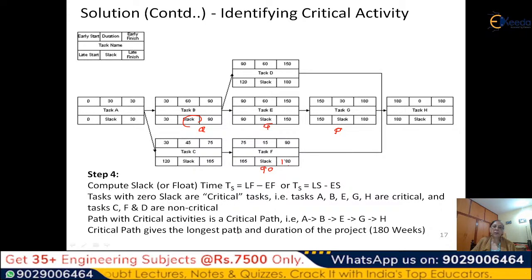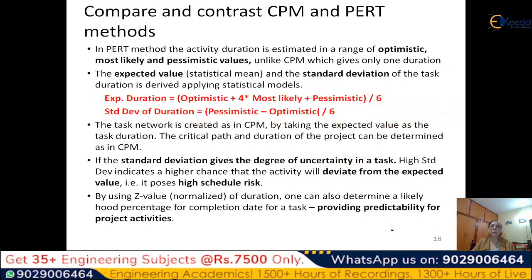Now the critical path gives the longest path duration. So now if a question asks you what is the duration, you can add this 30 plus 60 plus 60 plus 30. This is the end task. So if you add this, you will get something like 180, whatever is the unit, weeks, whatever is given in the problem. So now we have identified everything in the critical path method.